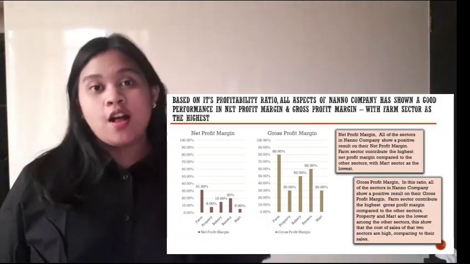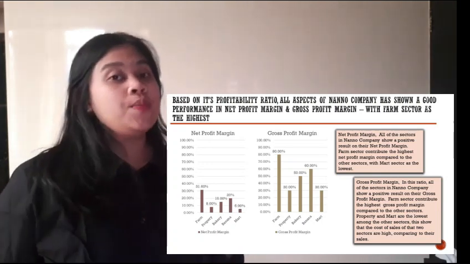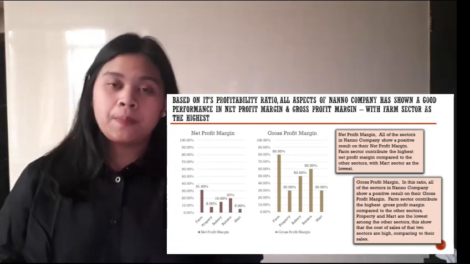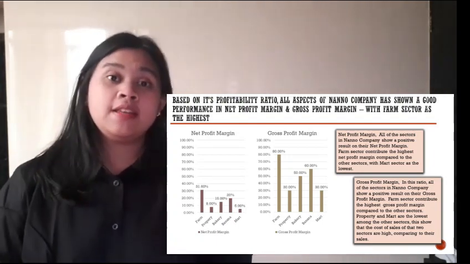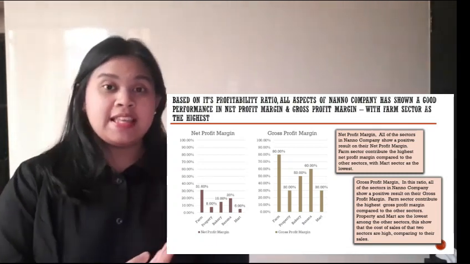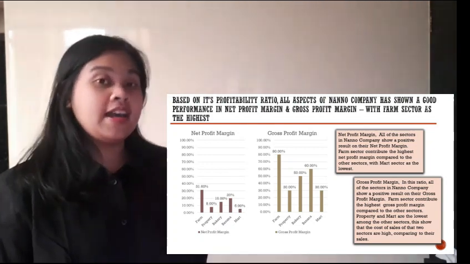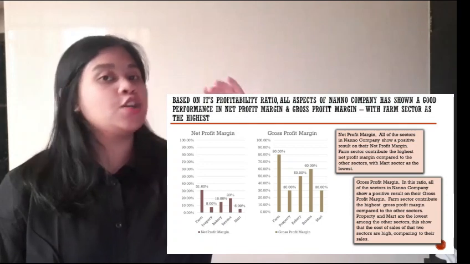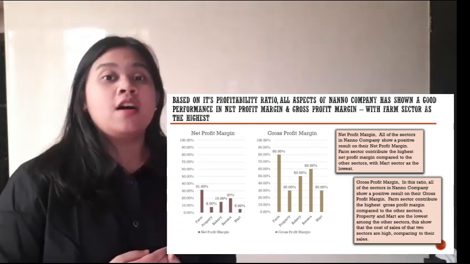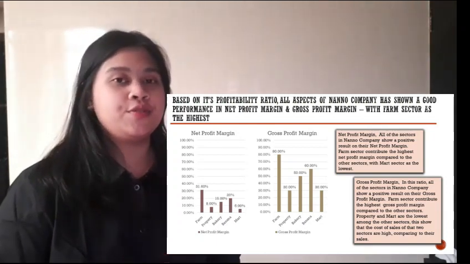As we can see, all of the sections have shown a good result in this ratio because all of the sections are positive, which means that the company doesn't experience loss. The best performance in this ratio is the farm section because they have the highest percentage of net profit margin, which means that the section contributes bigger net profit to the company.